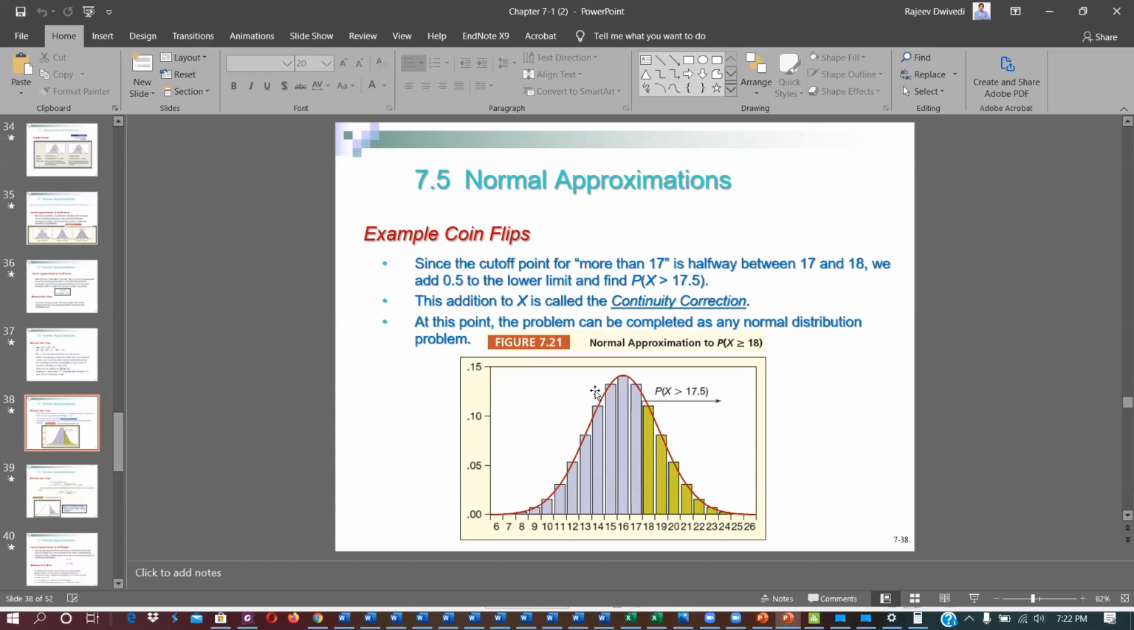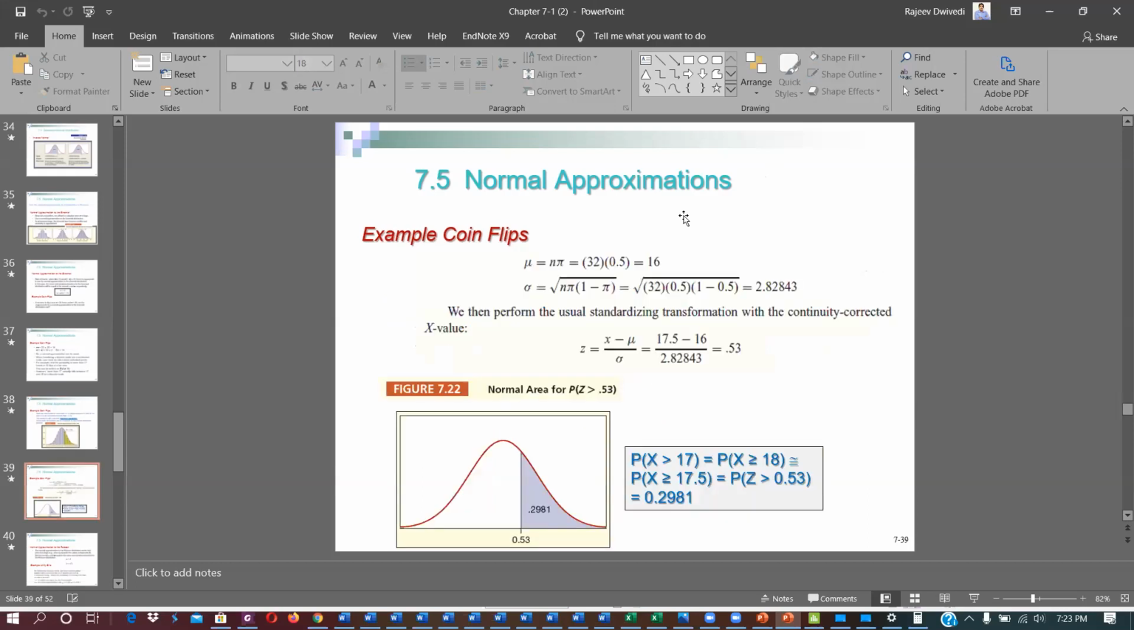Now, when we convert discrete to continuous, here is the important point, which is very important. Suppose in discrete, we used to take 17 or 18, but what do we do here? We take the in-between point in order to make it continuous. So 17 plus 18 divided by 2 is 17.5. If you are interested, you can understand it very easily. So basically here, mu is n pi, which is 16, sigma is 2.84, and now you have all the numbers to calculate.